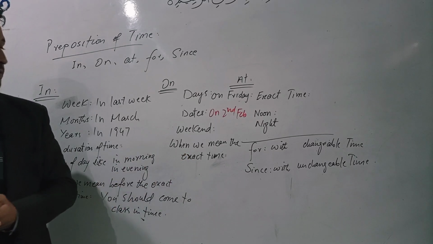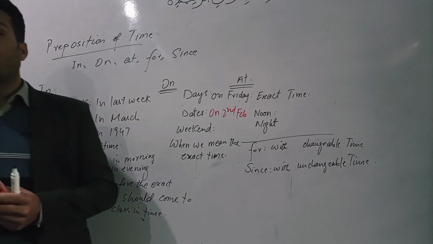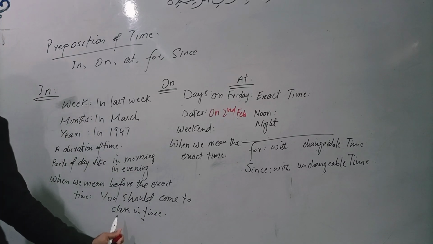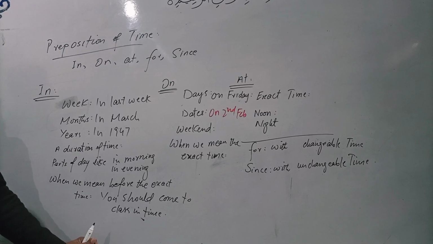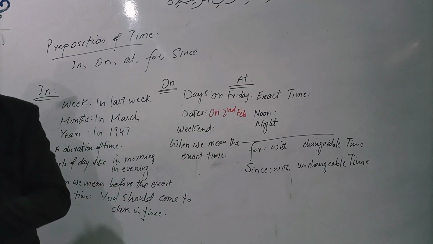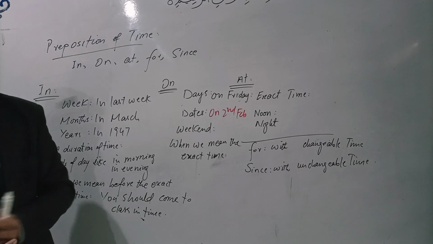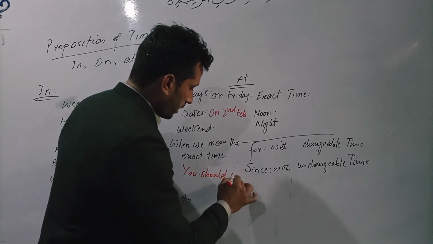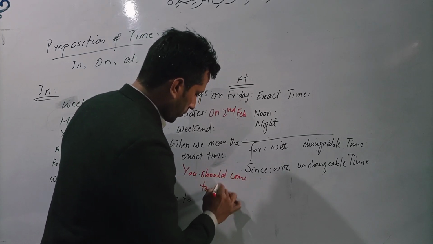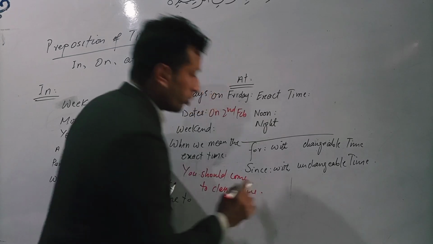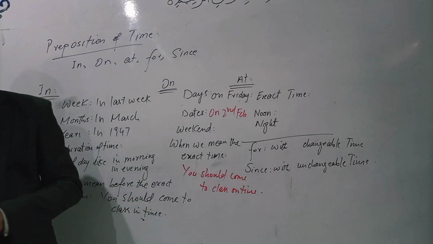When we mean the exact time, like your class starts at 1:40, so I ask you to come to class on time. Here I said in time. In time means before the exact time, and on time means exactly 1:40. It means that at 1:40 you enter here. Understand? So on time means you should come to class on time. Okay?